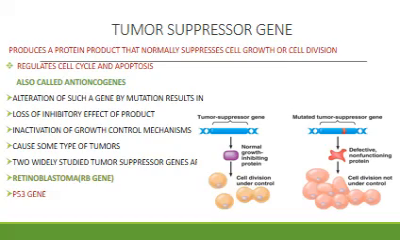Next we come to tumor suppressor genes. Tumor suppressor genes produce a protein product that normally suppresses cell growth or cell division.